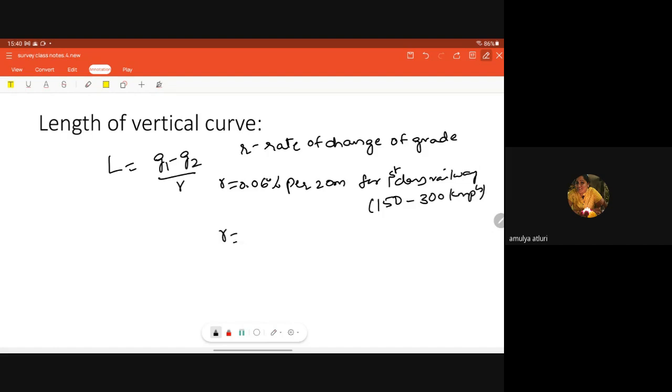My R value is 0.03% per every 20 meters for second class railway. That means the speed of the train on that track, on that curve, is less than 150 kmph, then my rate of change of grade is 0.03%.